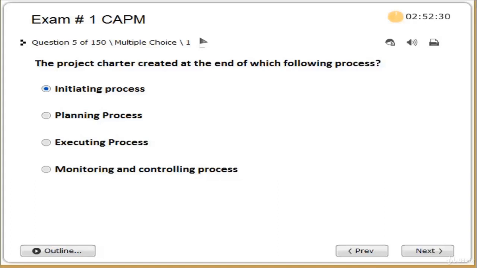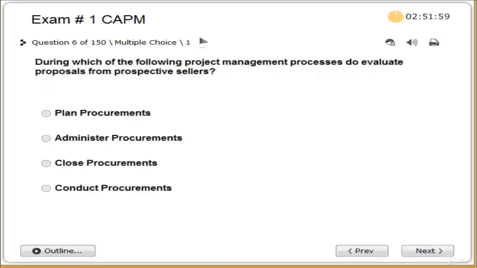Option C. In executing process, those processes performed to complete the work defined in the project management plan, to satisfy the project specifications. Option D. The monitoring and controlling process group consists of those processes required to track, review, and orchestrate the progress and performance of the project.